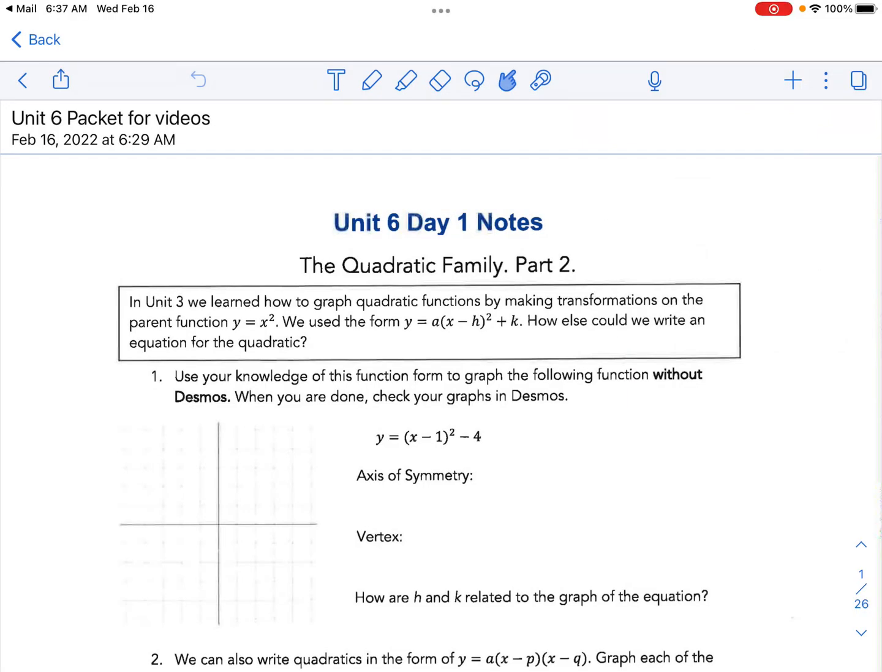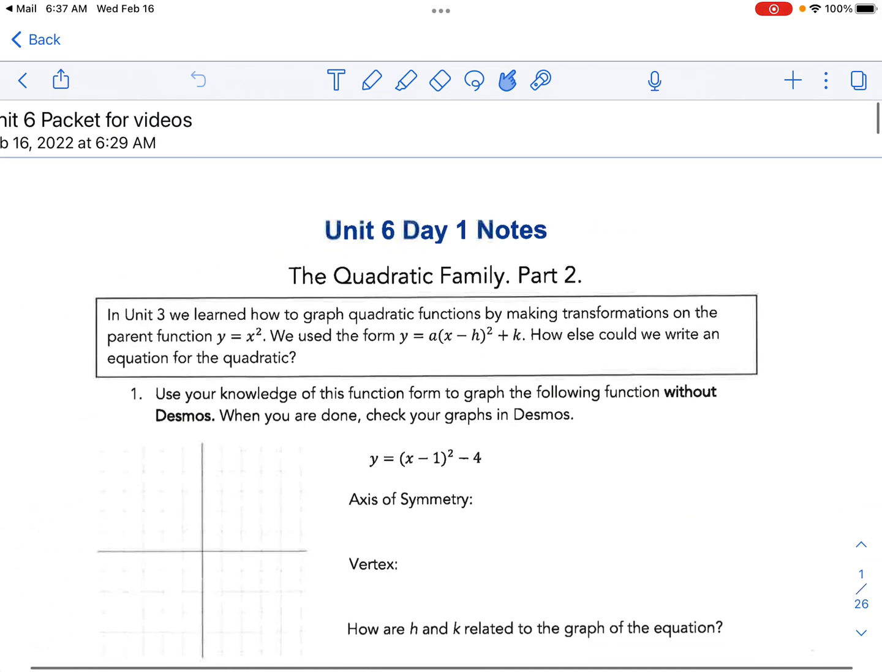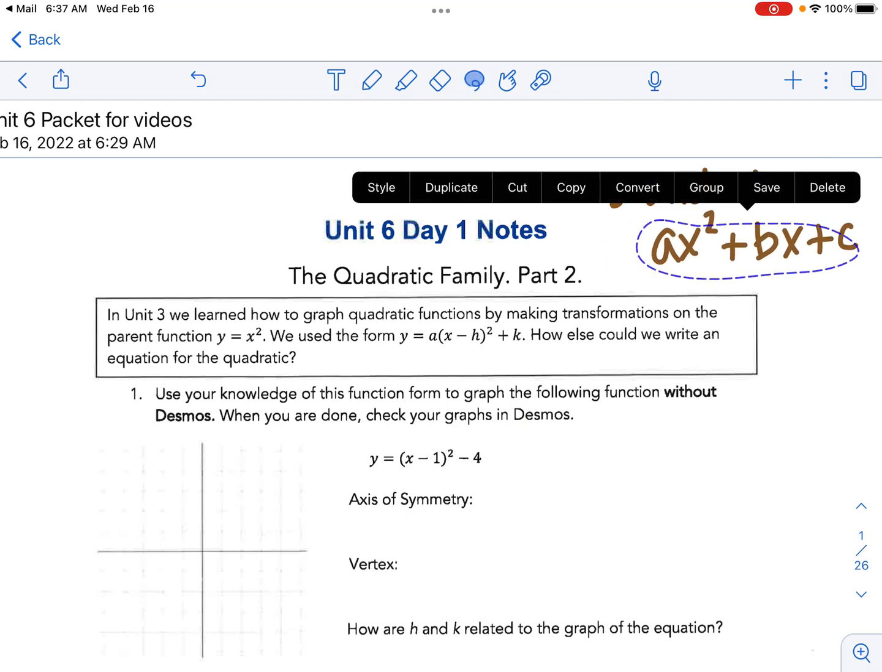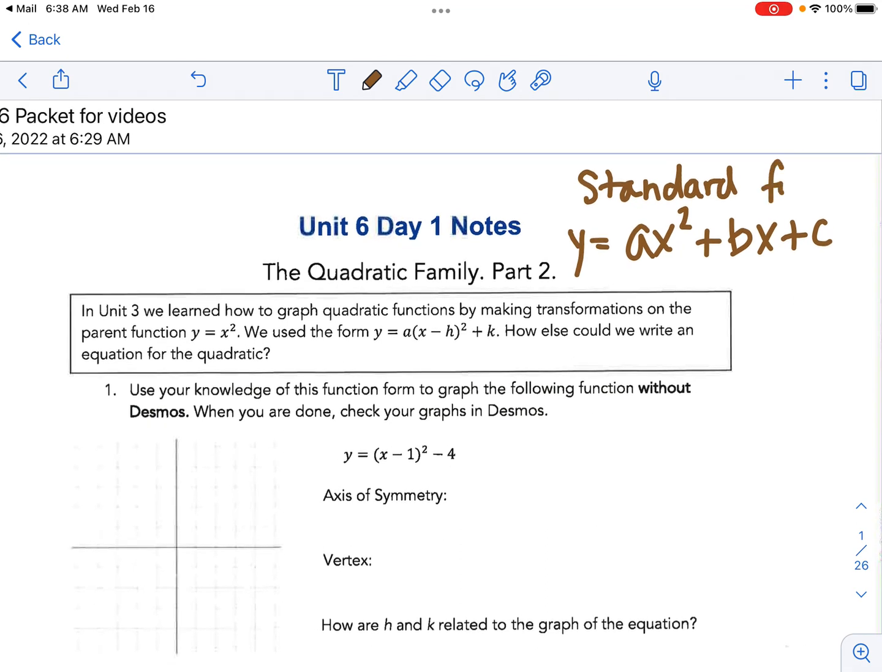These are the notes for Unit 6, Day 1, and in Unit 6 we're going to be talking about quadratics. So you know that quadratics, in general, have a standard form that looks like ax squared plus bx plus c. That's the standard form of a quadratic function. Let's say y equals, or f of x equals, or something like that. So that's the standard form.